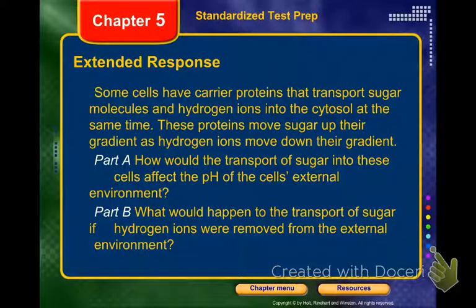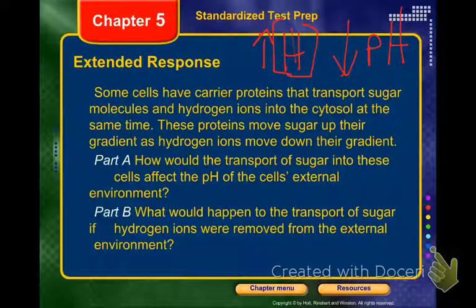Okay, so we've got carrier proteins that transport sugar molecules and hydrogen ions. What's the connection between hydrogen ions and pH? We looked at pH in here. An increase in hydrogen ion concentration makes your pH go down, makes it more acidic. The more hydrogen ions you have in solution, the more acidic a solution is.